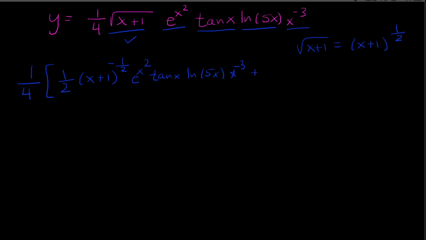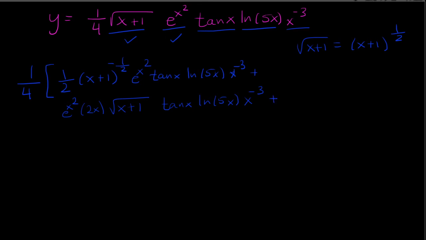Okay, next we're going to go to e to the x squared. What is the derivative of e to the x squared? Well, e to the x squared is going to be itself multiplied by the derivative of the exponent, which is just 2x by the chain rule. Okay, and then we're going to keep everything else the same. We have square root of x plus 1, tangent of x, natural log 5x, and x to the negative third.